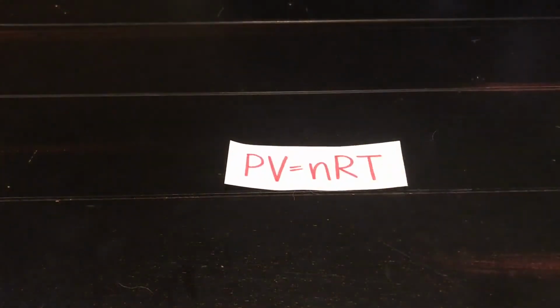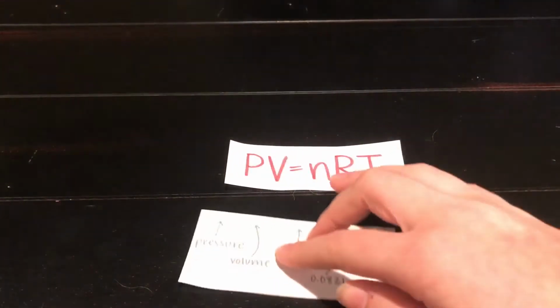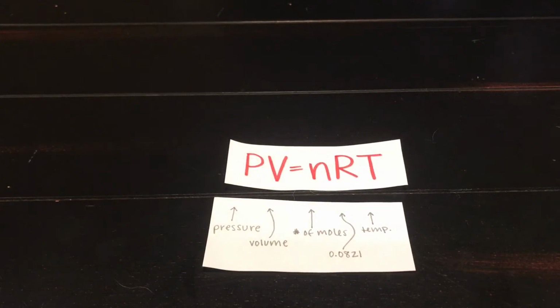The ideal gas law is PV equals nRT. The P stands for pressure, V stands for volume, n stands for number of moles, R stands for the number 0.0821, and T stands for temperature, once again, which has to be in kelvins.